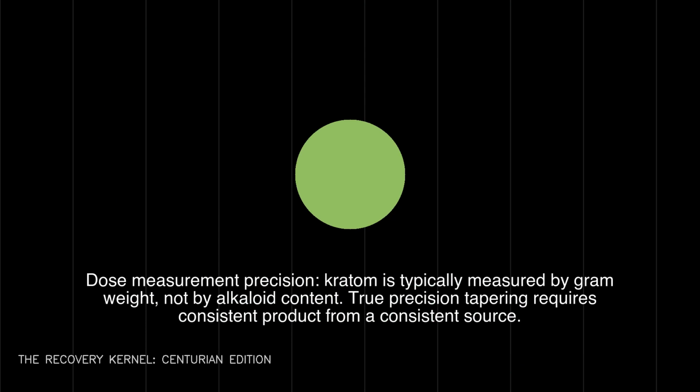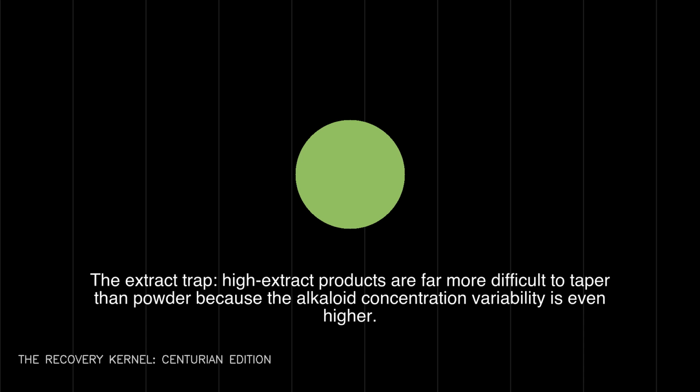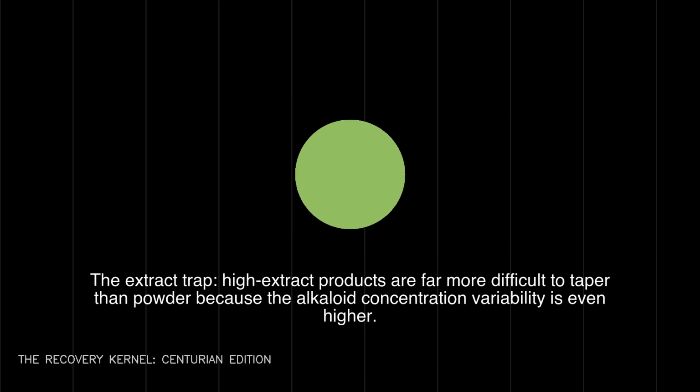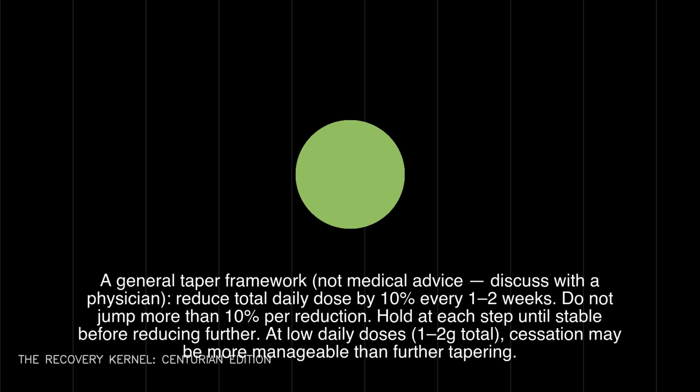Do not jump more than 10% per reduction. Hold at each step until stable before reducing further. At low daily doses, 1-2 g total, cessation may be more manageable than further tapering.